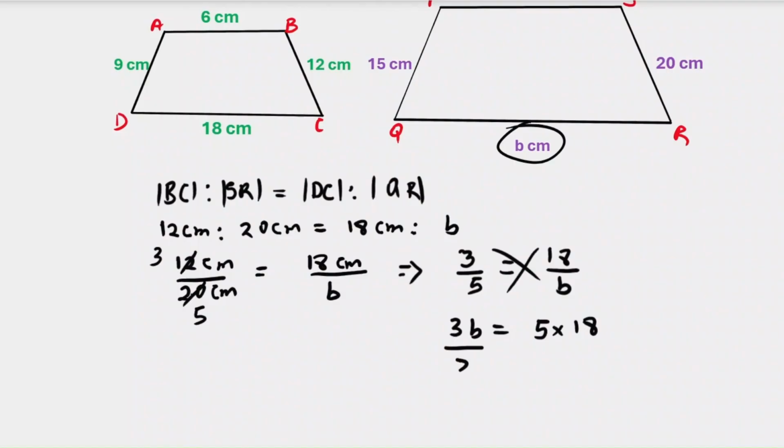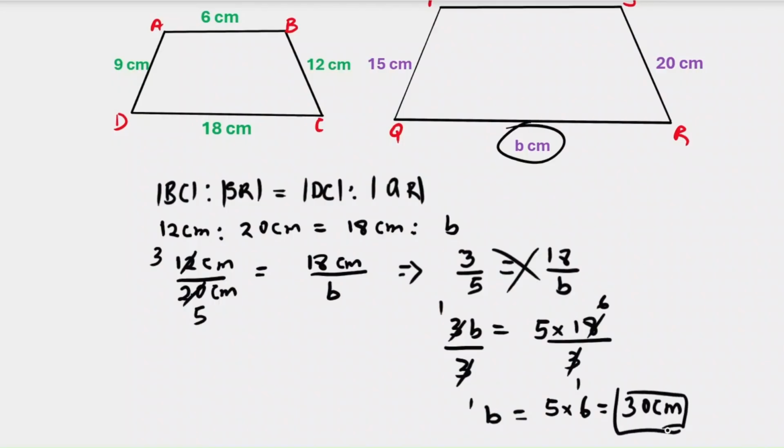We divide here by 3, here 2 by 3. So the 3 will just cancel this one. We are left with B. So B is equal to, 3 can go into 18 6 times. So you're going to get 5 times 6, which is equal to 30 centimeters. So that is how we can find the value of B.